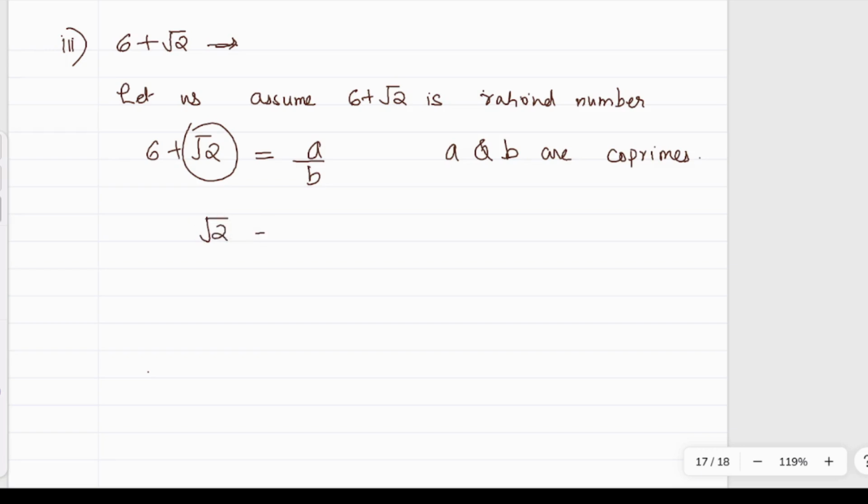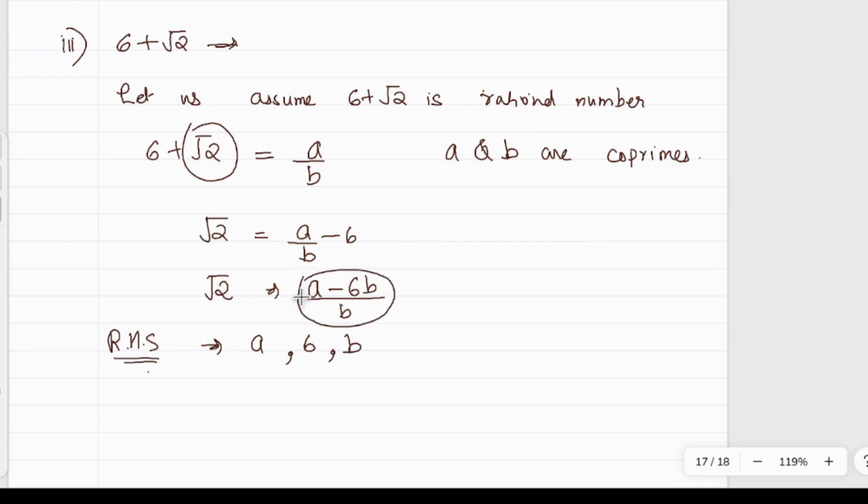So from here, I will keep root 2 on this side itself. So root 2 equals a by b minus 6. After taking the LCM, I can write this as a minus 6b the whole divided by b, which is equal to root 2. From here, if I check my RHS, a is an integer, 6 is an integer, b is an integer. So once we solve this part, we will get our RHS as a rational number.